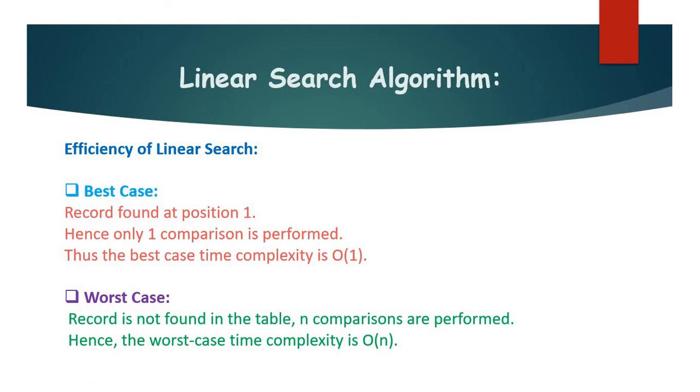Next one is the worst case. The record is not found in the table, so n comparisons are performed. Hence, the worst case time complexity is O(n).